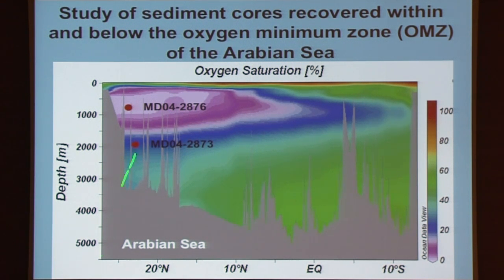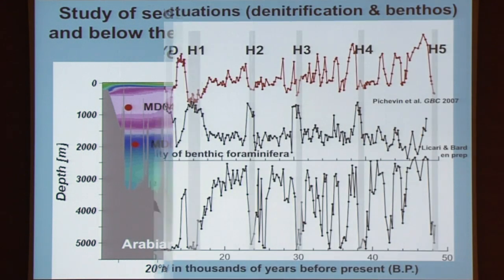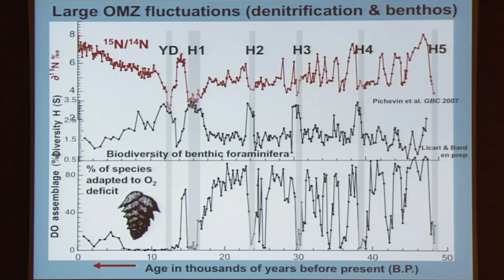So this is, again, a graph showing the modern data of oxygen versus depth. Here, this is the oxygen saturation versus depth. And we collected different cores within and below this so-called oxygen minimum zone. What is quite interesting is that by looking at those well-dated sediments, it's possible to see wide changes of the denitrification and of the oxygenation at depth.